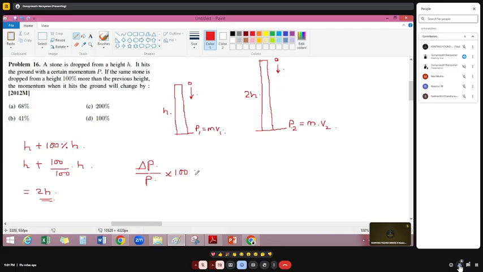Okay, so this is what they are asking. Doing this part is very easy, provided you had P1 and P2. If you had P1 and P2, I can easily do P2 minus P1 divided by P1 multiplied by 100, very easy. But how to find V2 and V1?